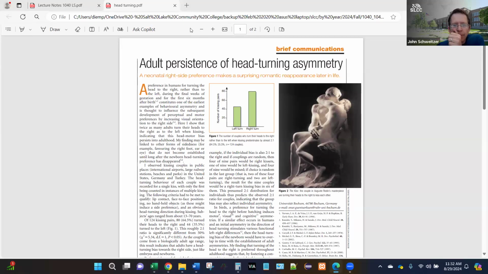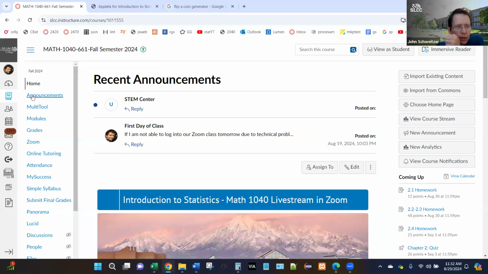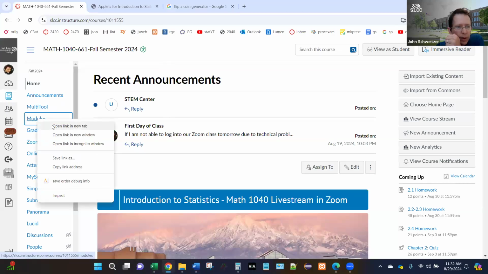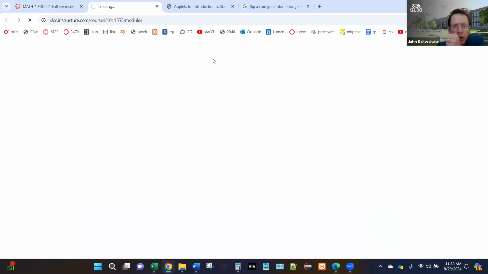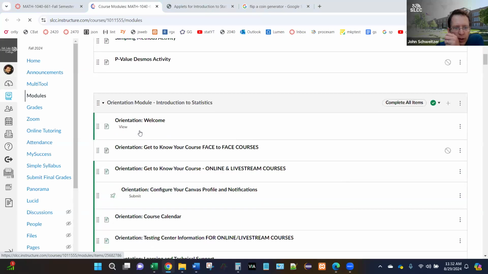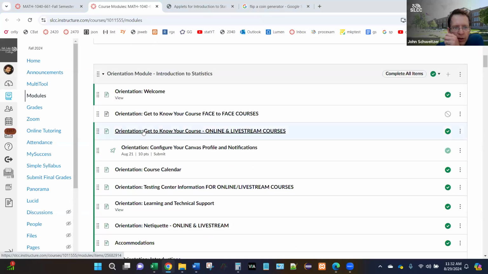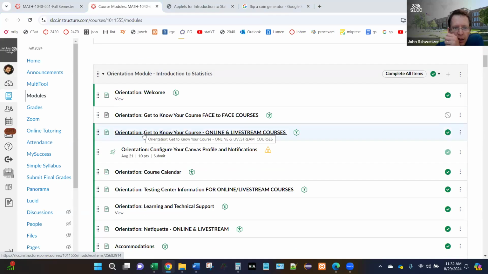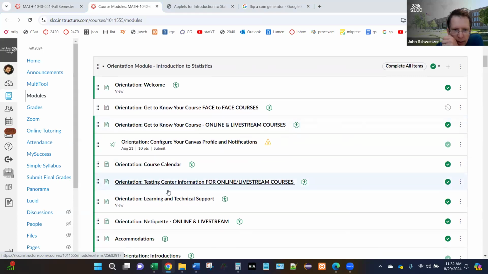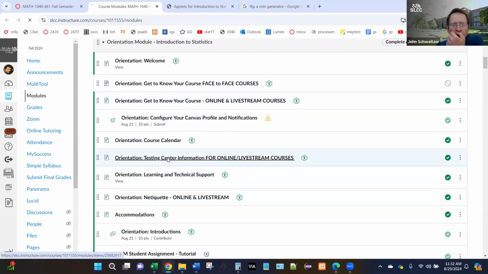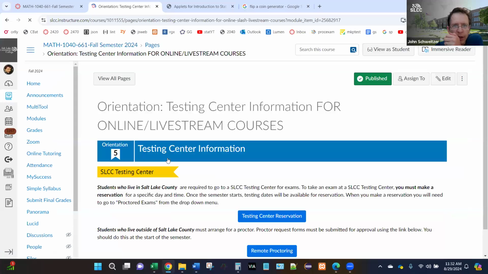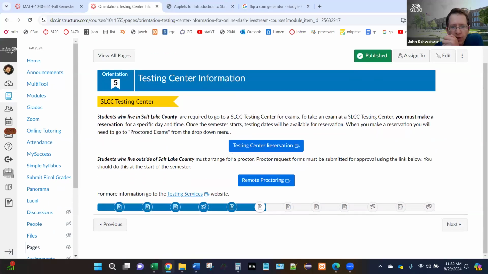Where are the testing centers at? Oh, okay. So let's just go back here to the modules, and I want to show you all the information you need for scheduling your exam. So in the orientation, there's a page that says online, testing center information right here. Okay, so this should be somewhere on Canvas. If you can't find it, let me know. And they have all the information here.